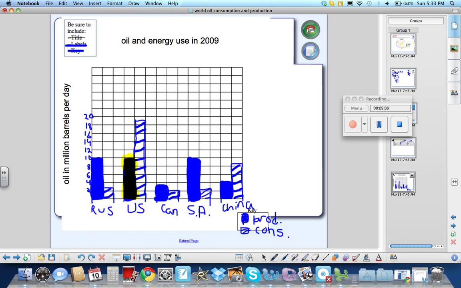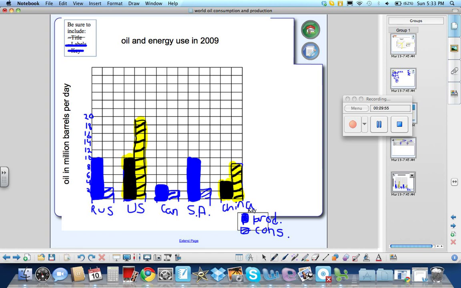Check it out. Here's U.S. production. Here's how much they consume. They consume way more, or we consume way more than we produce. Look at China. Here's their production. Here's their consumption. They also consume way more than they produce.